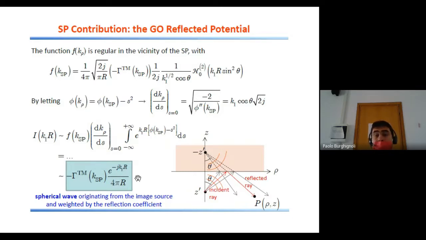However, the presence of the dielectric is taken into account by this scaling factor, which is actually the Fresnel reflection coefficient that depends on the incident angle through the saddle point wave number. Okay, so what we get is a spherical wave weighted by the reflection coefficient. This expresses the dominant asymptotic contribution, that is the geometrical optics contribution to the reflected potential.